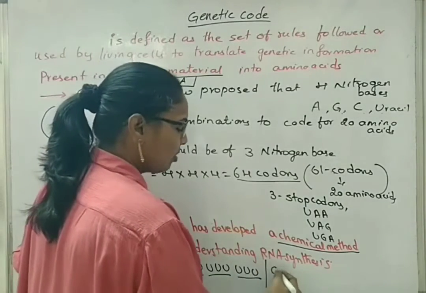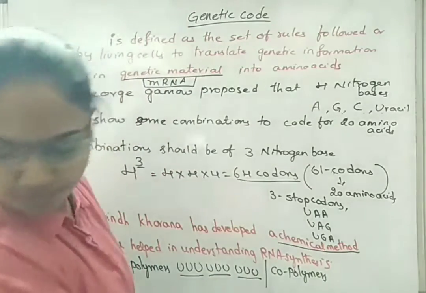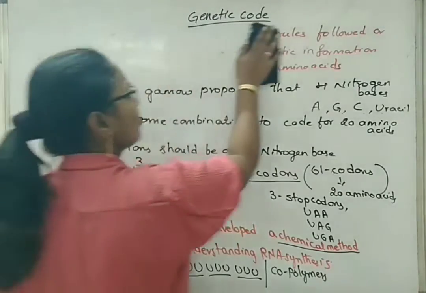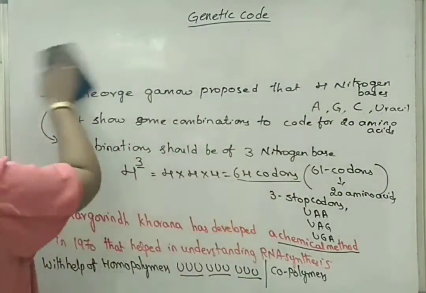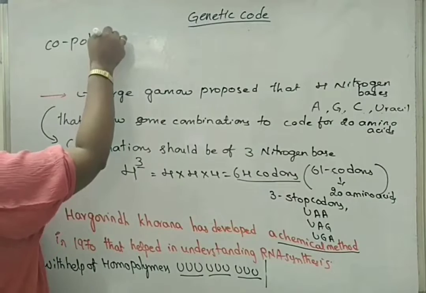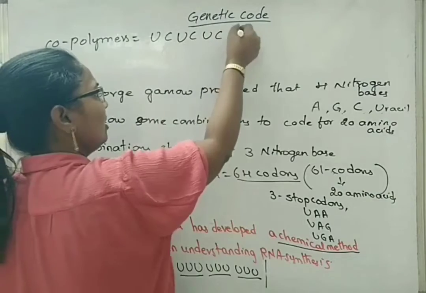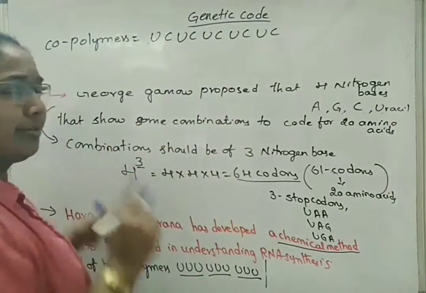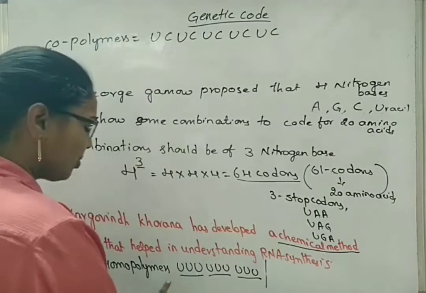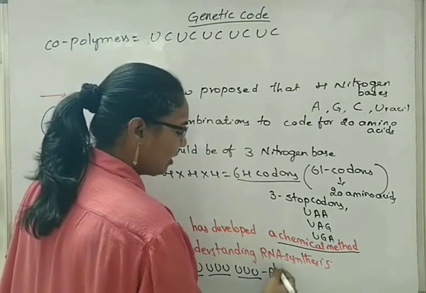He also took copolymers in a combination of uracil cytosine, uracil cytosine, uracil cytosine. Here, if you see, we are taking only 2 different types of monomers, repeated. It is giving out the amino acid phenylalanine.